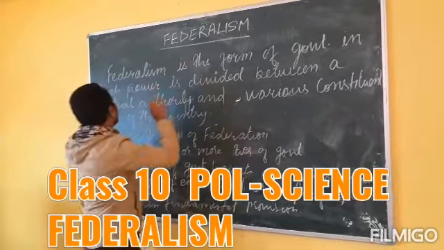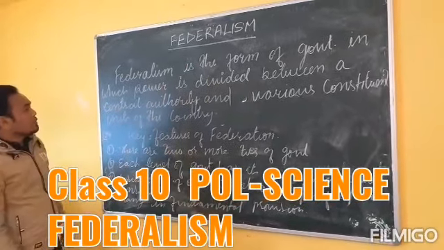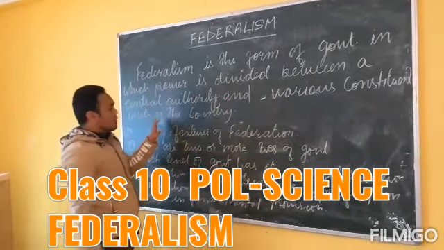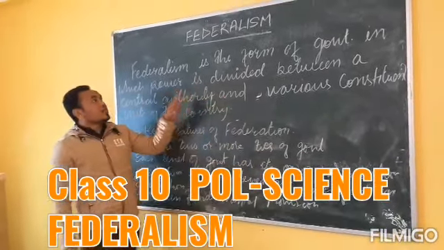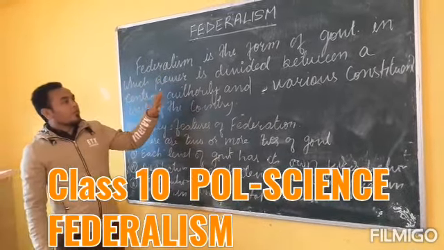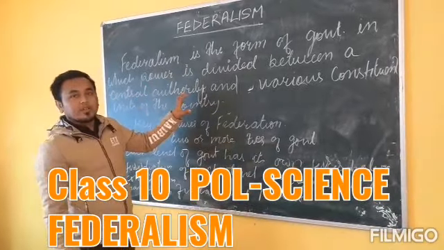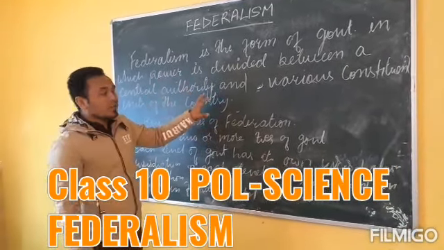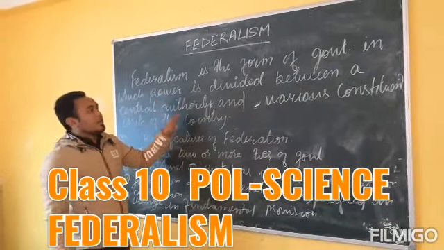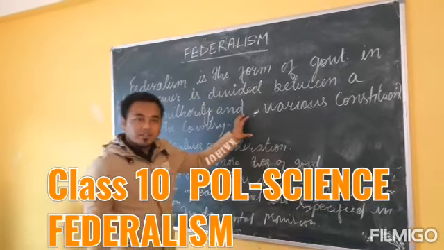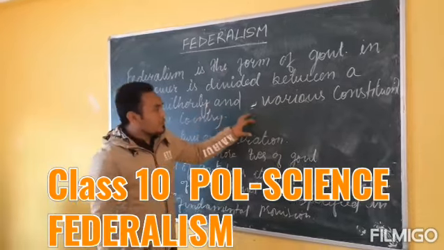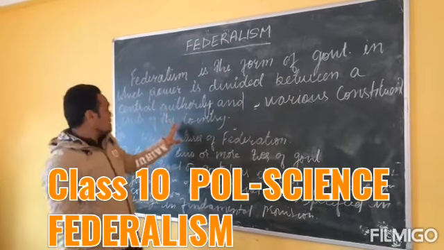Federalism is a form of government in which power is divided between central authority and the various constituent units of the country. That means in the federal form of government, the power is divided between the central and the state government. Okay, that one you have to remember. For example, the central government handles defense, and the state government handles the police departments. That is just for the example.